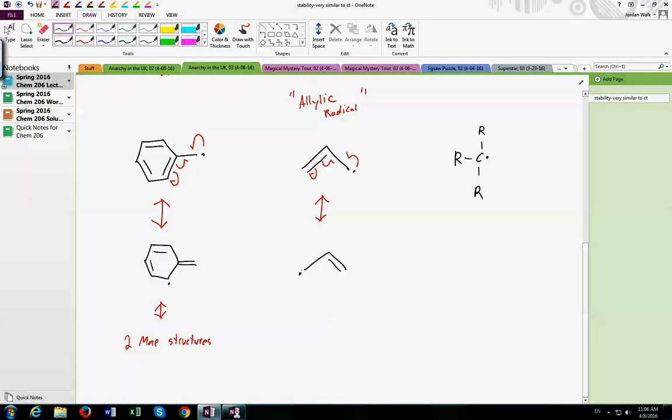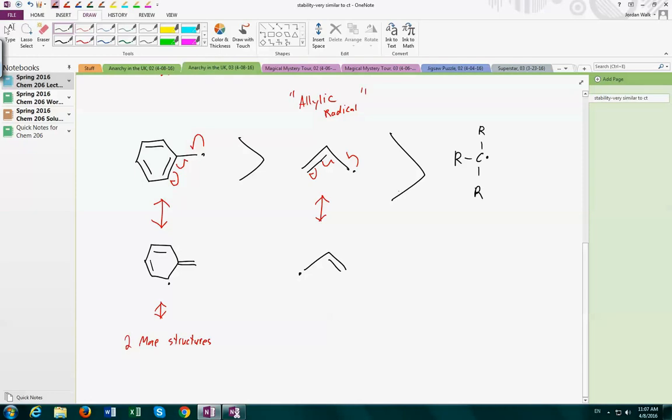Is there any resonance possible here? No. I mean, there's no pi bonds, right? So what we see is we're going to have a stability coming in from the resonance that can result from pi bonds and radicals. And so ultimately, whenever we have resonance, just like with carbocations, those resonance stabilized radicals are going to be more stable than non-resonance stabilized. So these will be more stable, and these will be less stable.